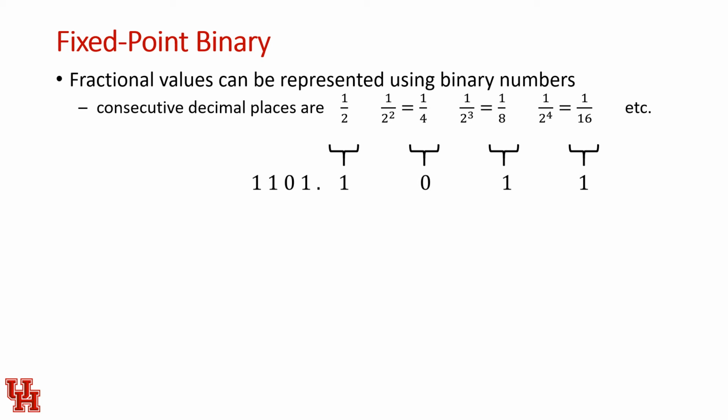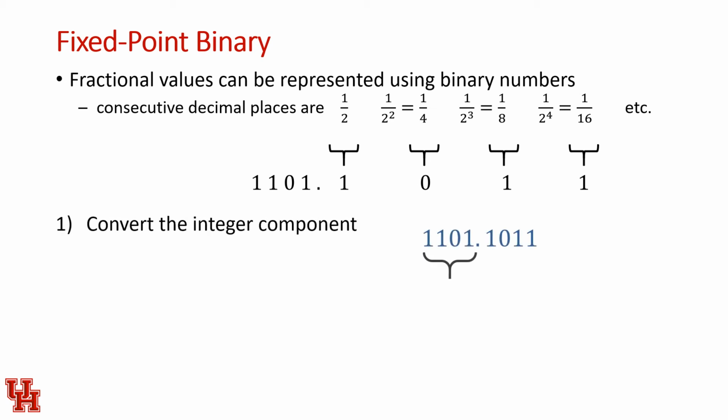So, given the binary number 1101.1011, we can calculate the resulting value by addressing the integer and fractional components separately. To do this, we first independently evaluate the integer component by converting the bits on the left side of the radix point. This represents the whole number component 13.